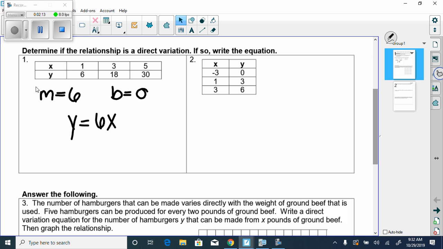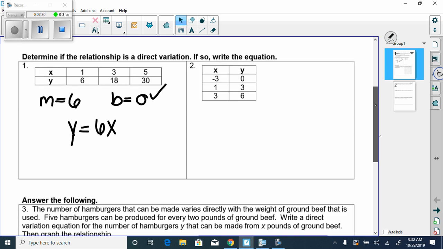So is this a direct variation? Yes, because we had no value for b. So there's no value for b in this direct variation. Most likely, yes, because that means it's increasing by some constant rate.